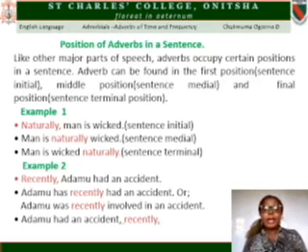Now, again, man is wicked naturally. Here, the adverb occurs at the final position or the sentence terminal. Another example is, recently, Adamu had an accident. Here, the adverb recently occurs at the first position. Adamu has recently had an accident, or Adamu was recently involved in an accident. Here, the adverb recently now occurs at the middle position. Now, again, Adamu had an accident recently. Here, it occurs at the final position.